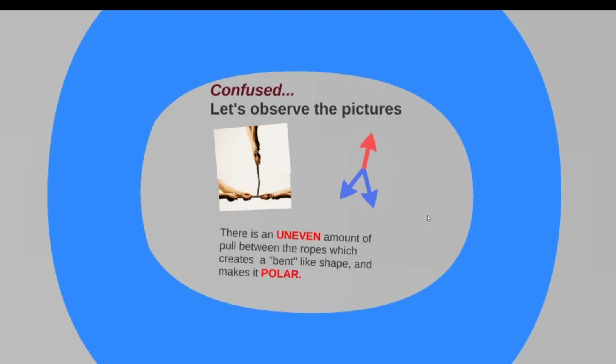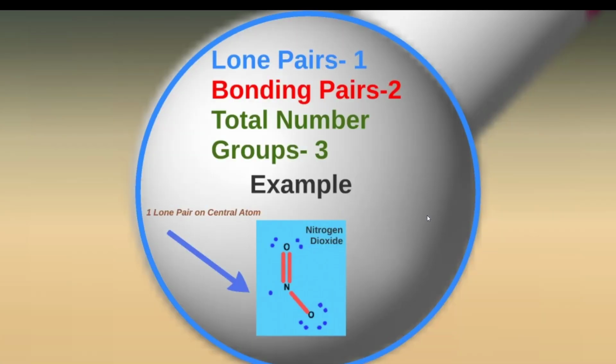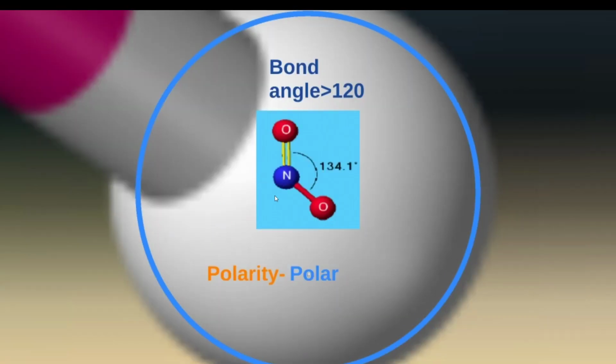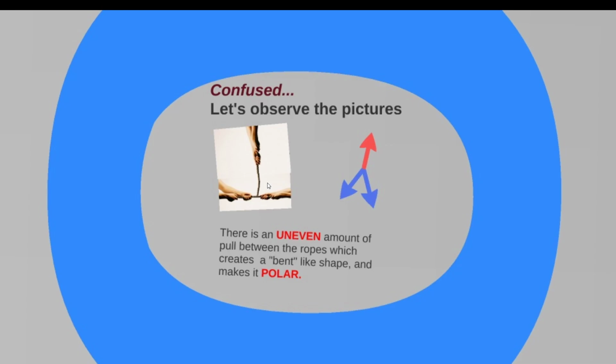Okay. Now, observing the pictures, you should notice that there's going to be an uneven amount of electrons here. And you can see that there's an uneven amount even on the sides of the oxygens. But because we have some naked electrons on the nitrogen, this one is going to be polar, which means that it's going to bond easily.